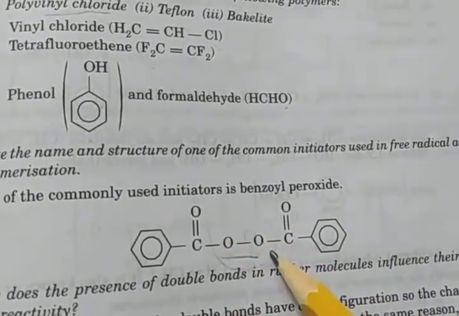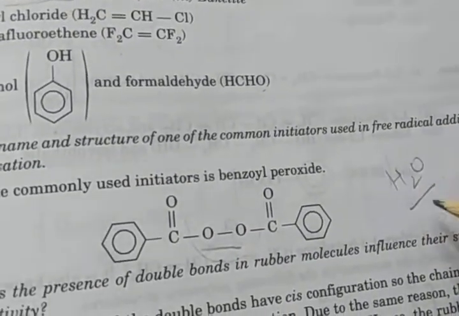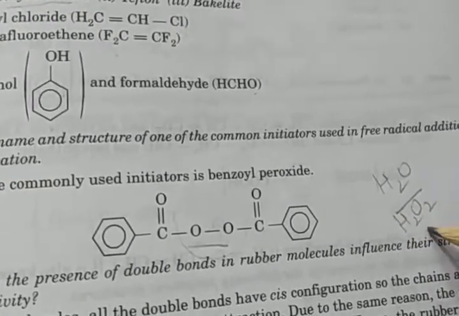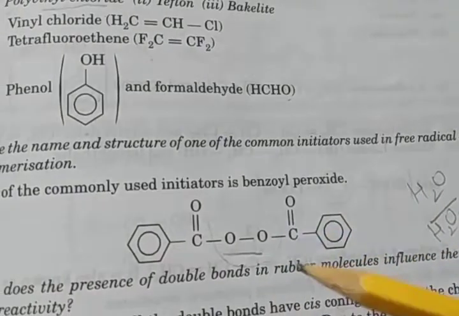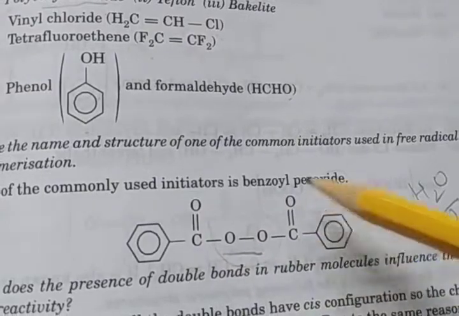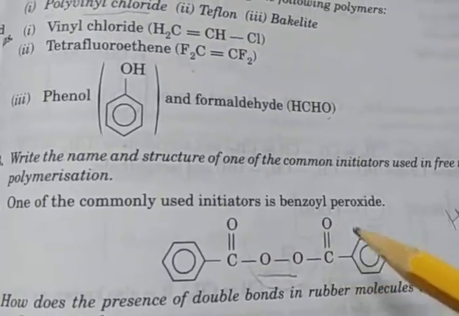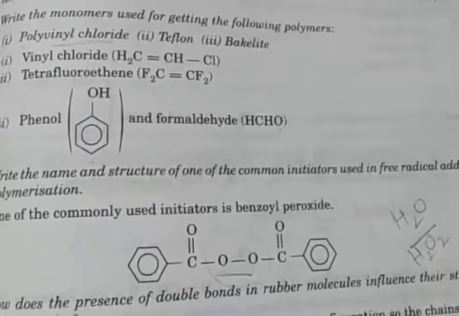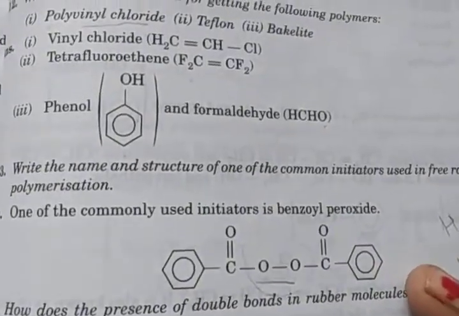In it, you see between the two benzoyl groups there are two oxygens, so we say peroxide. Like water H2O, when one oxygen is added it forms H2O2, which we call hydrogen peroxide. Similarly in benzoyl peroxide. Clear? So benzene, COOO, benzene. One of the commonly used initiators is benzoyl peroxide, a common initiator used in free radical addition polymerization.